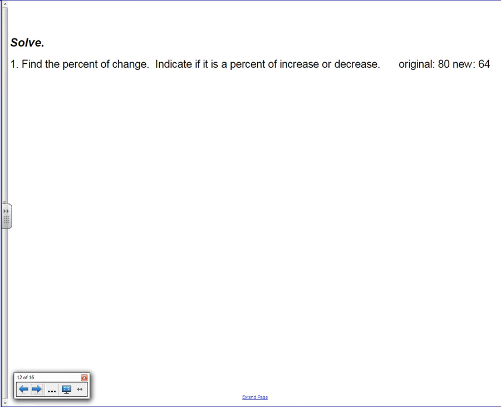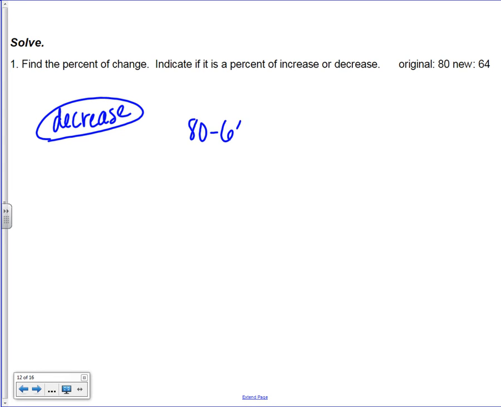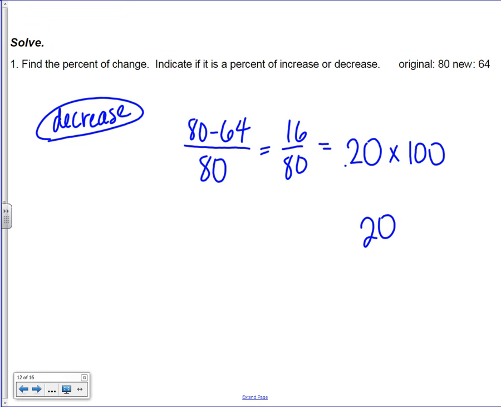Okay, so in number 1, I'm going to find percent of increase or decrease. First of all, if I look at my numbers, this is a percent of decrease. It's going down. To find your percent of decrease, you've got to figure out how much it changed. So you're going to subtract the two numbers, and you're going to put it over the original number. So in this case, it'll be 16 over 80. Divide those, and you get 0.20. Now to turn that into a percentage, you're going to multiply that by 100, and you'll get 20%.